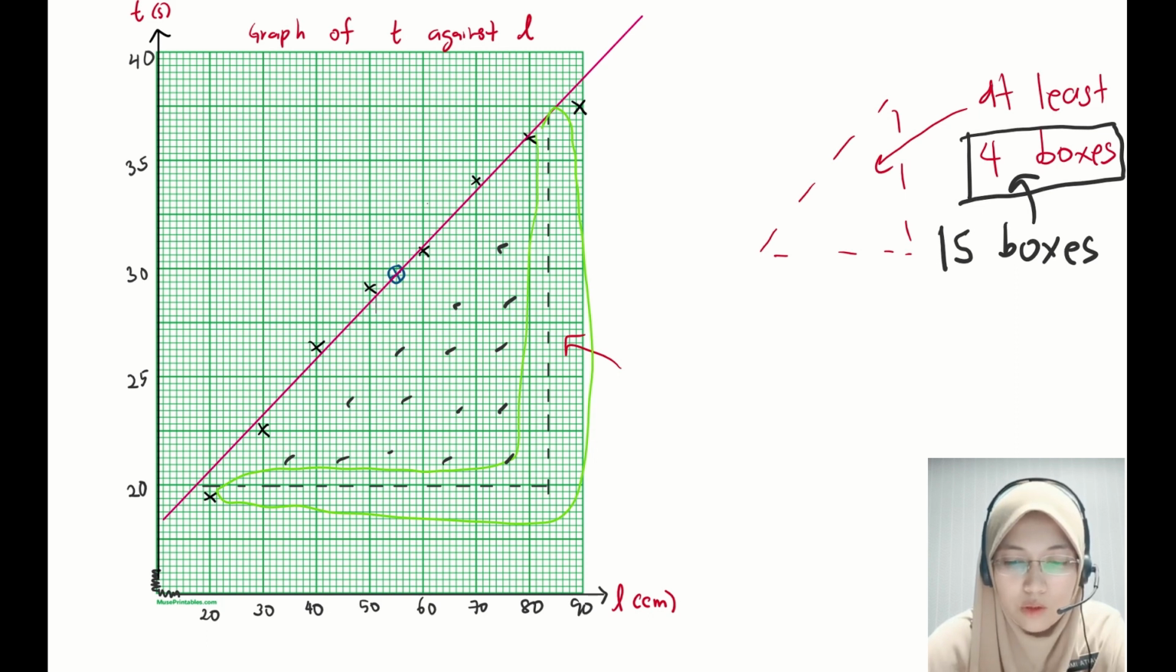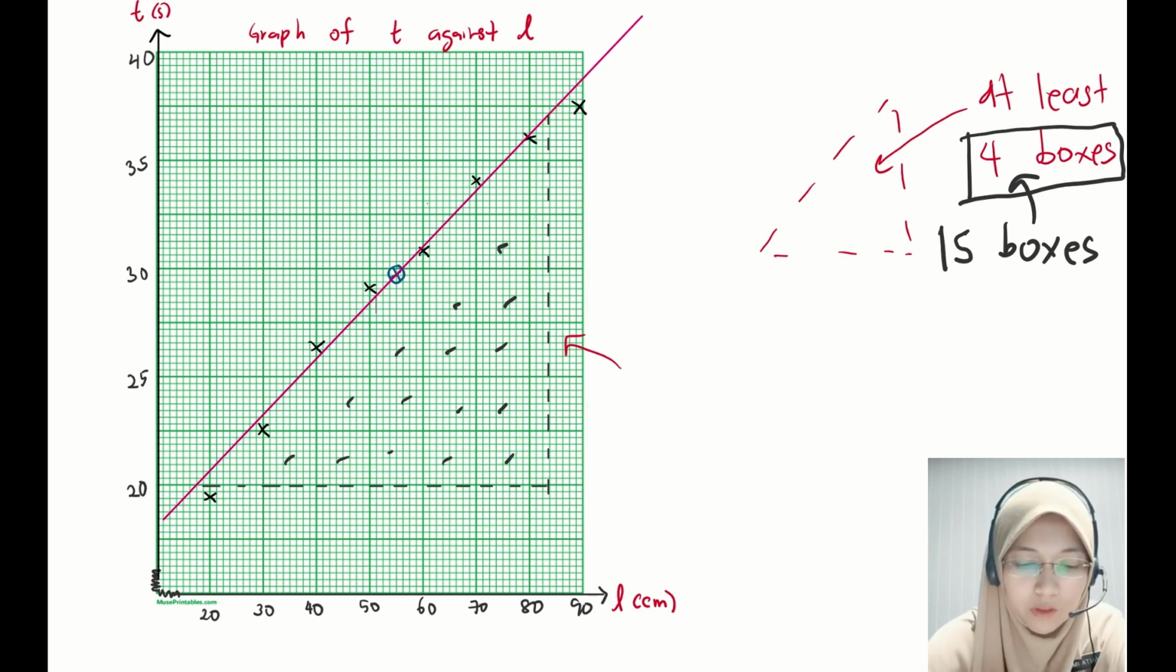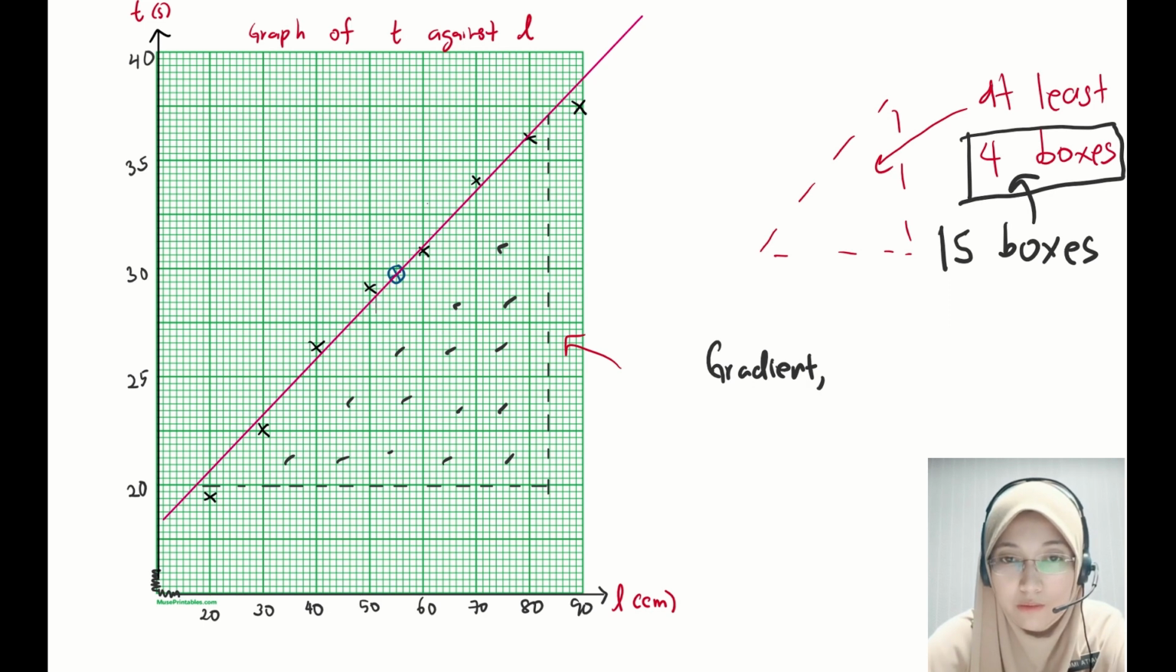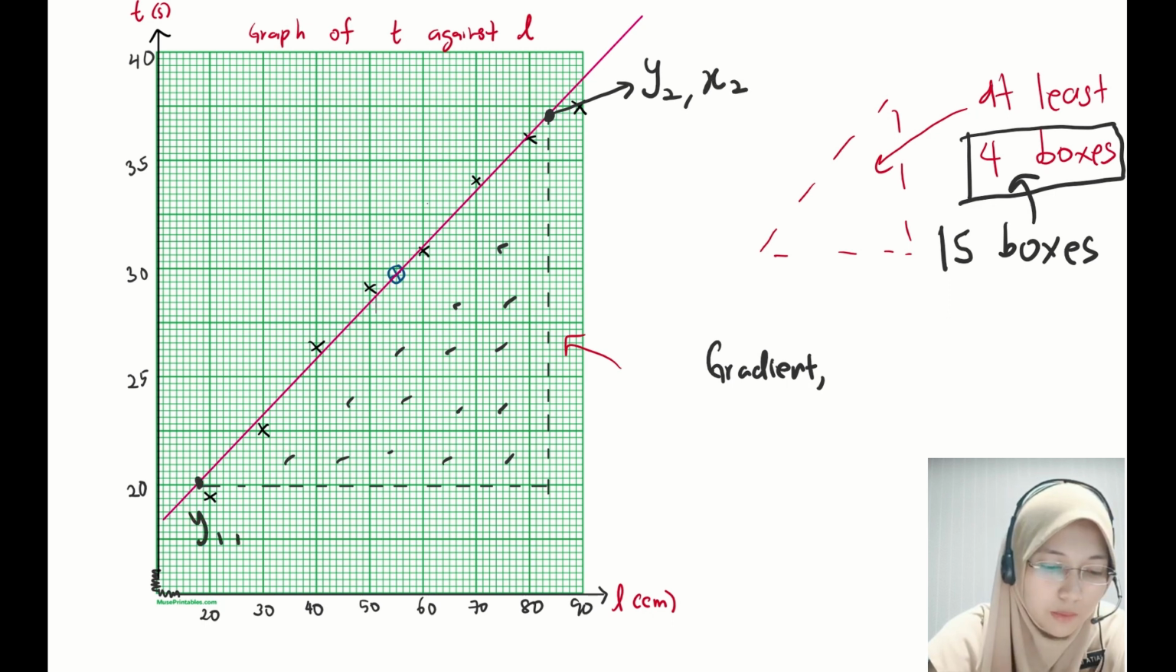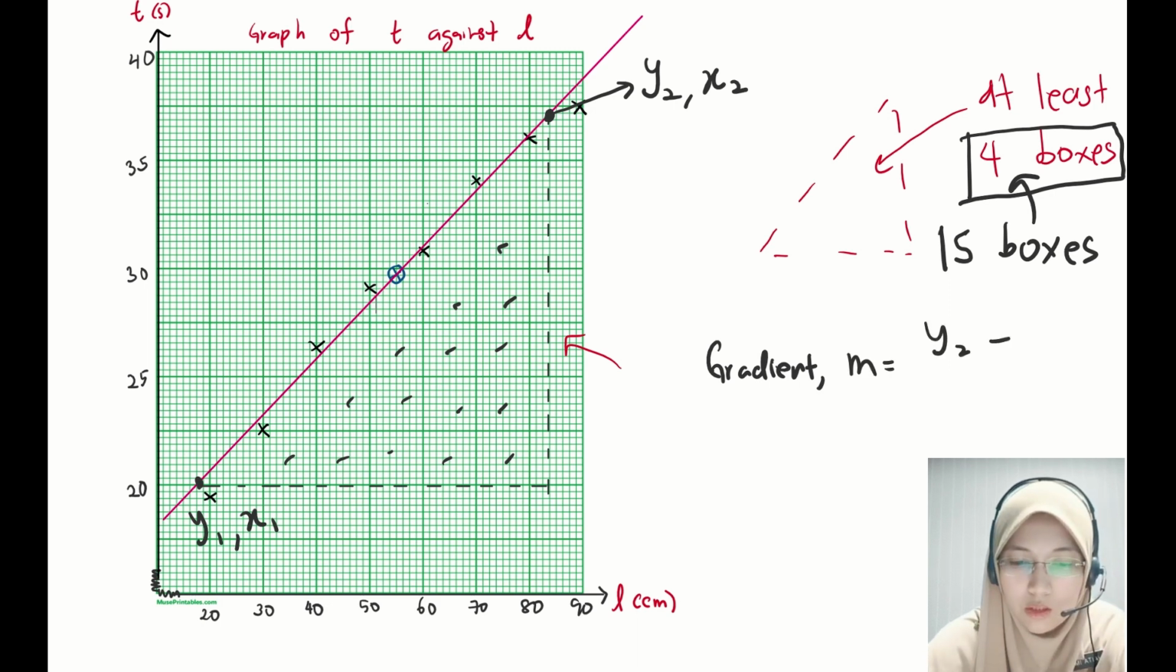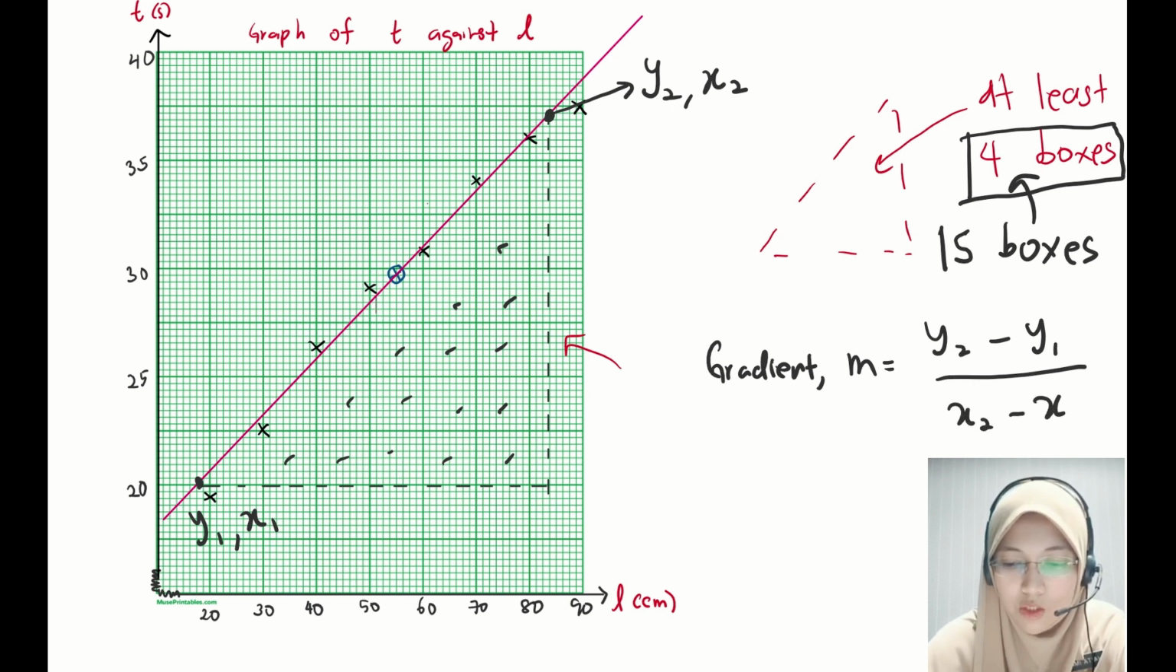Once you have got your triangle, then you can calculate your gradient using the formula that I have taught you. Here is the position for y2, x2, and here is the position for y1, x1. So the gradient is y2 minus y1 over x2 minus x1. So that's all for graph plotting.